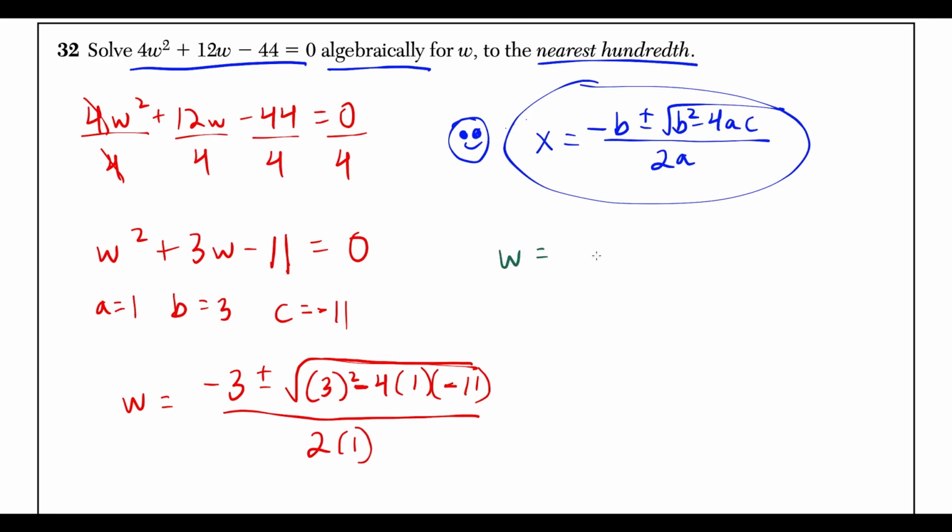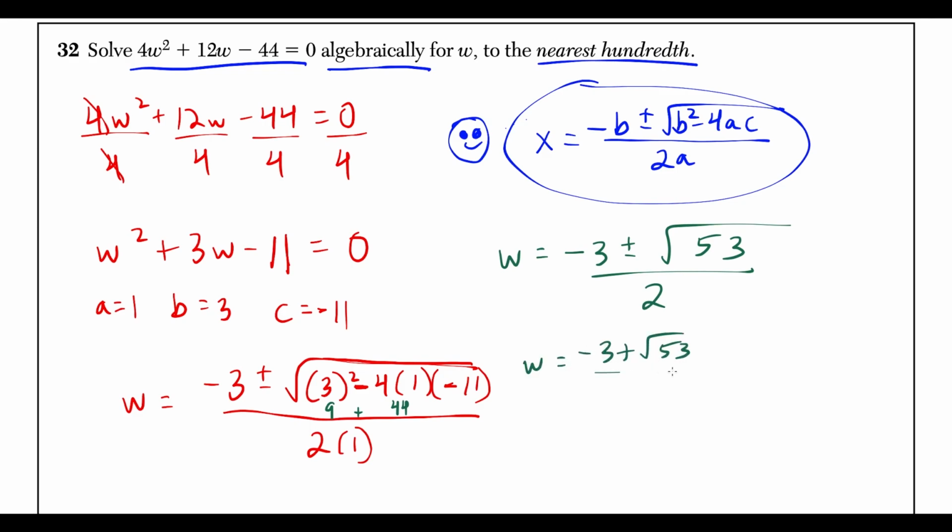So here what we have is w equals negative 3 plus or minus, and now this is going to give us 9 minus 4 times negative 11, which is plus 44. So we're going to have 9 plus 44 here, which is going to give us the square root of 53 under the radical, and we're dividing by 2 times 1. So the rest here is calculator work. We're going to ask the calculator, what is negative 3 plus root 53 over 2? And then what is negative 3 minus root 53 divided by 2?